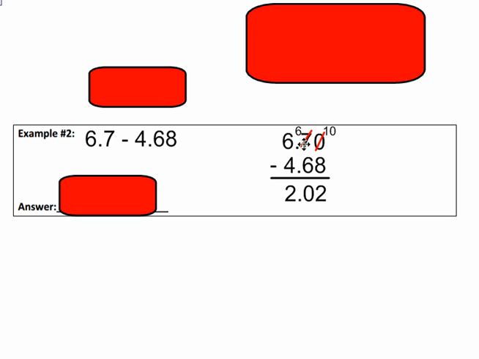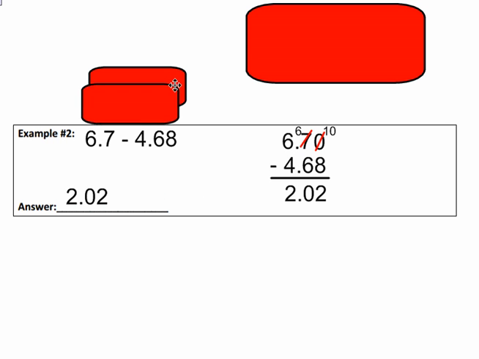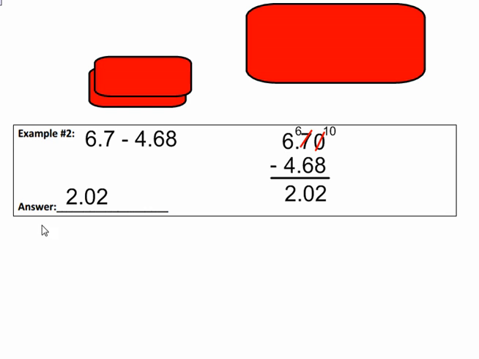When I borrowed, I crossed off the 7 and put a 6. 6 minus 6 is 0. Decimal point, decimal point, decimal point. And 6 minus 4 is 2, making my final answer 2 and 2 hundredths.